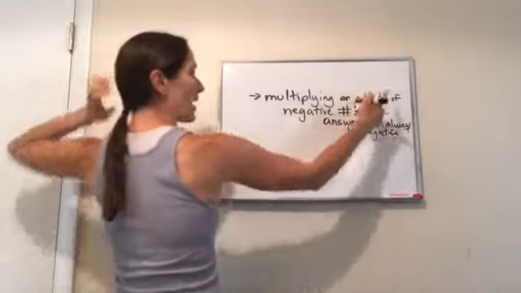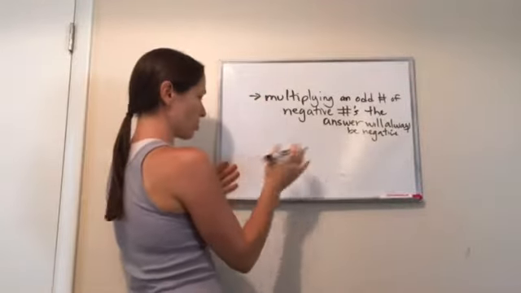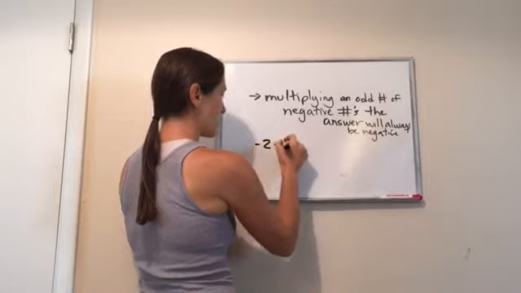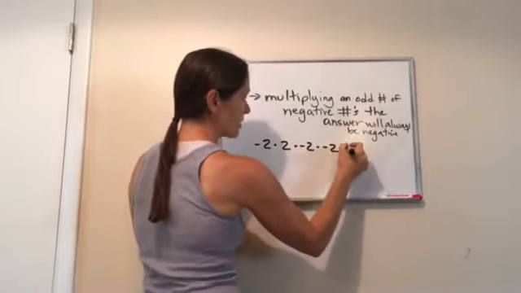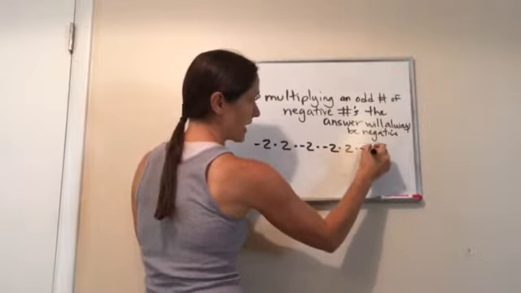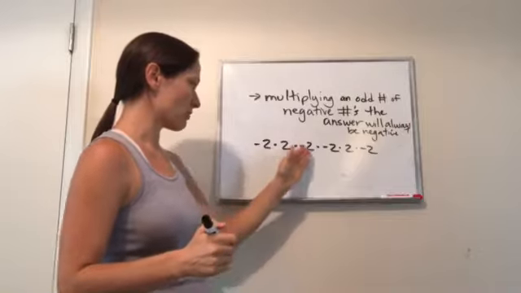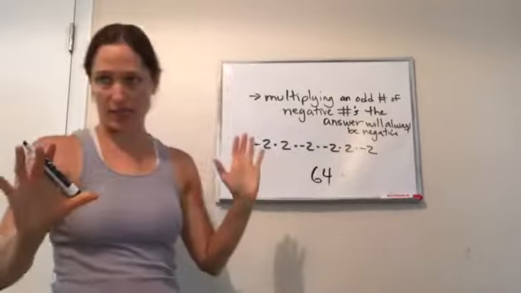So if I'm multiplying an odd number of negative numbers, let's just take the number 2 and multiply it a bunch of times. So if I have a negative 2 times a positive 2 times a negative 2 times a negative 2 times a positive 2 times a negative 2. Now, let's just pretend that 2 times 2 times 2 times 2 times 2 times 2 is 64, just to help me get my answer.